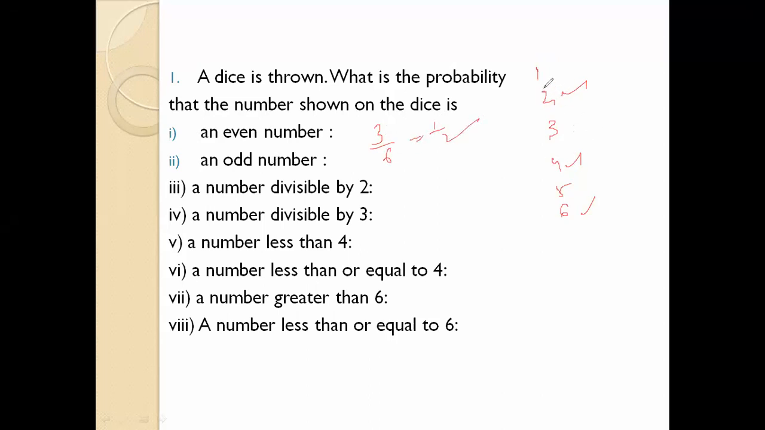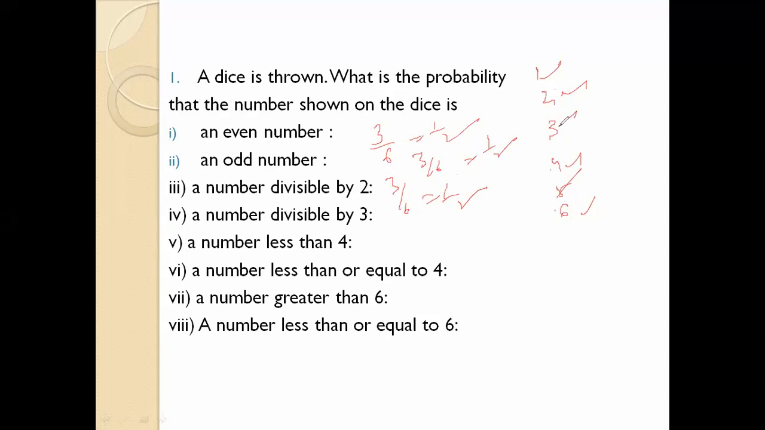Odd numbers. How many odd numbers are there? 1, 3 and 5. 3 odd numbers. 3 by 6. That value is also 1 by 2. A number divisible by 2. How many numbers are divisible by 2? 2, 4, 6, so 3. 3 by the total of 6. That value is also 1 by 2.